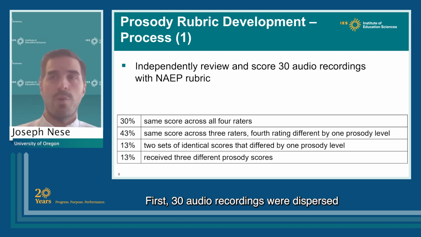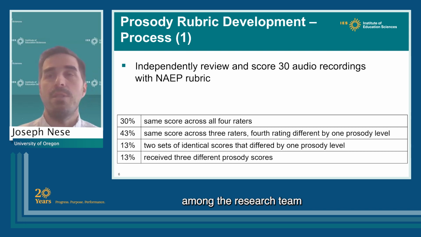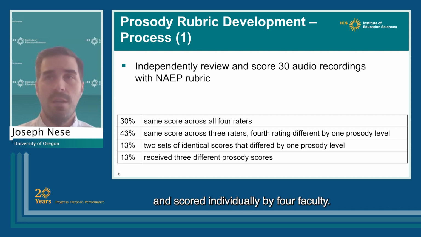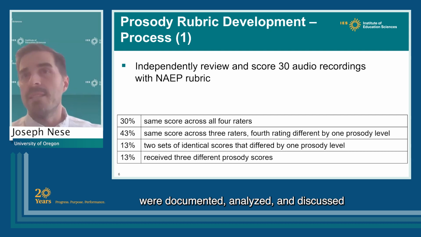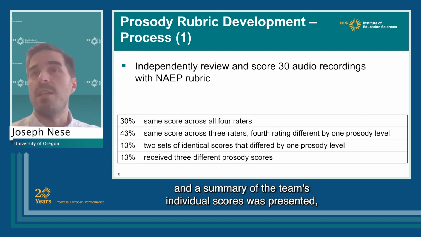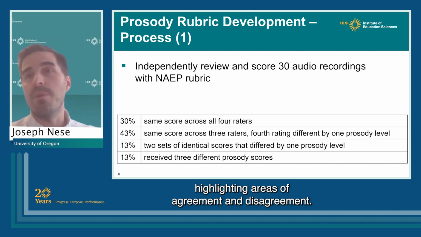A systematic process for adapting the NAEP rubric was conducted. First, 30 audio recordings were dispersed among the research team and scored individually by 4 faculty. These scores and commentary were documented, analyzed, and discussed, and a summary of the team's individual scores was presented, highlighting areas of agreement and disagreement.